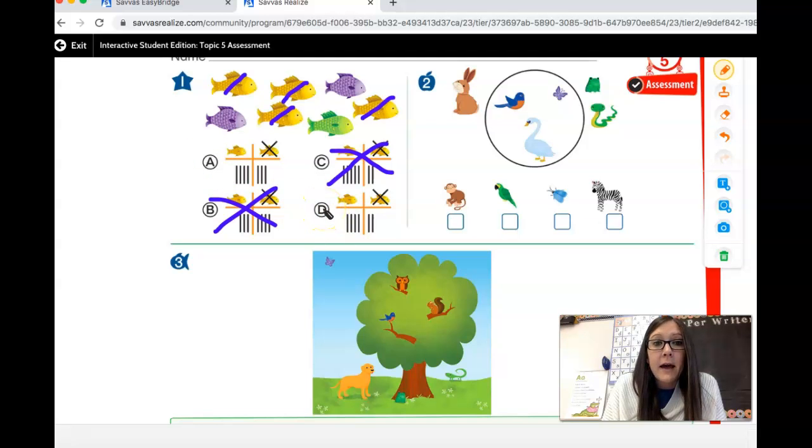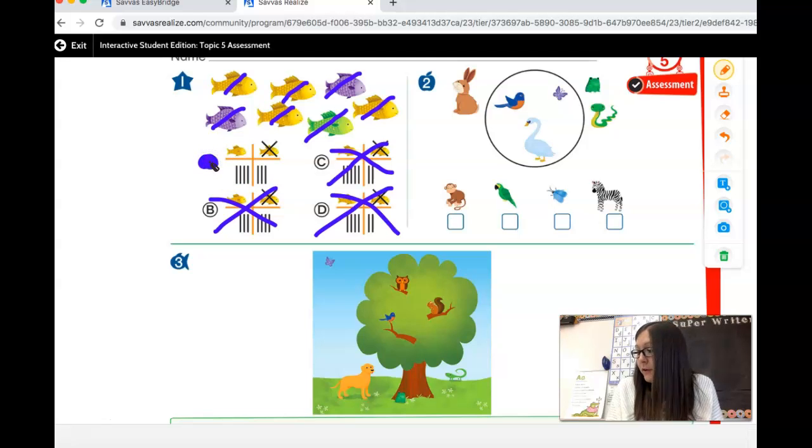All right, let's find out how many fish are not yellow. 1, 2, 3. Okay, which chart shows that there are 3 fish that are not yellow? Is it this one? 1, 2. Can't be that one. Let's see if this one's right. 1, 2, 3. Oh, that's right. There were 3 fish that are not yellow, and 1, 2, 3, 4 fish that are yellow. It's this one. It's A. Did you fill in that bubble? Good job.